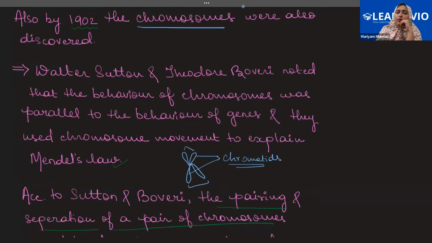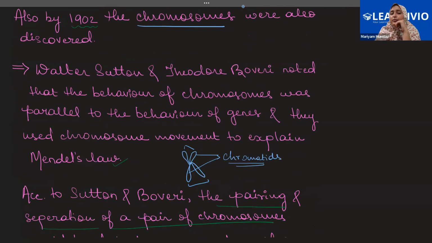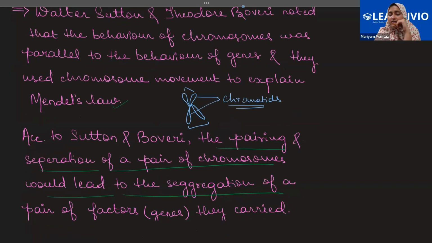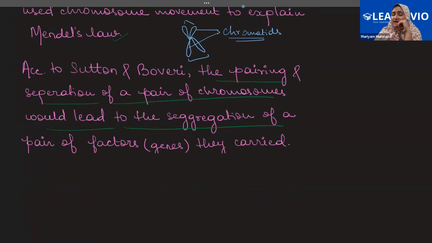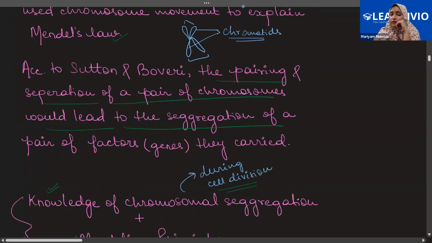Now, Walter Sutton and Theodore Boveri noted that the behavior of chromosomes was parallel to the behavior of genes, and they used chromosome movement to explain Mendel's law. According to Sutton and Boveri, the pairing and separation of a pair of chromosomes would lead to the segregation of the pair of factors they carried. So if two chromatids make up the chromosome, then when the chromosome separates, the DNA, the genes that they were carrying, also separate. That is what they said.